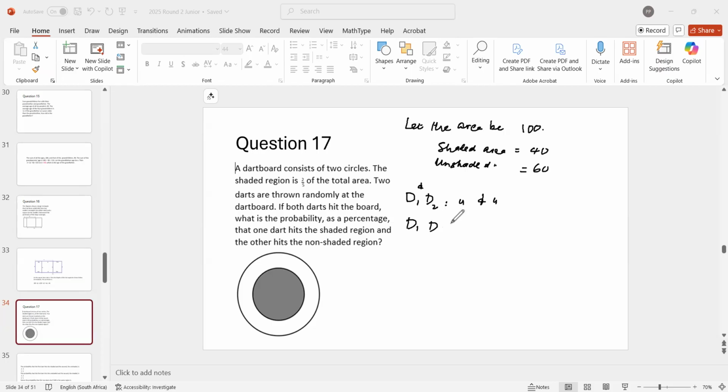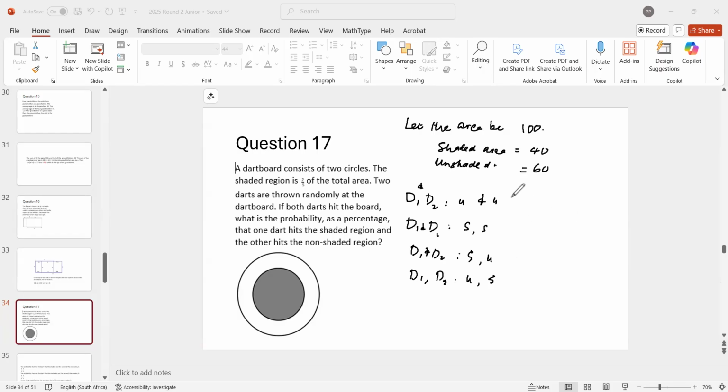First one is the unshaded. The second one is the shaded, first and second. Or you could have the first dot and the second dot. Could be the first one could have landed in the shaded and the second one in the unshaded. Or you could have had the first landing in the unshaded and the second landing in the shaded.